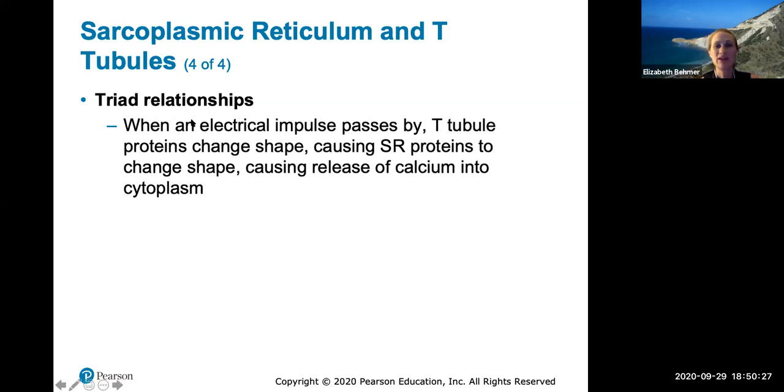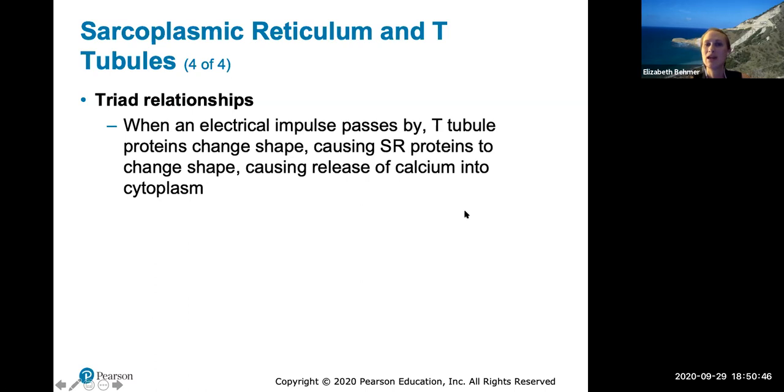So simply put, when a skeletal muscle fiber is electrically stimulated, the T-tubule proteins will change shape, causing the sarcoplasmic reticulum proteins to change shape, and that will cause the release of calcium into the cytoplasm of that muscle fiber. And that's what we want.